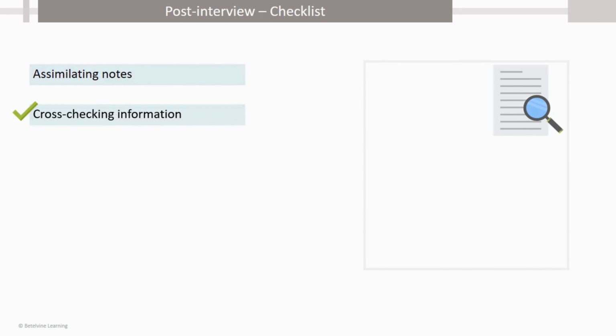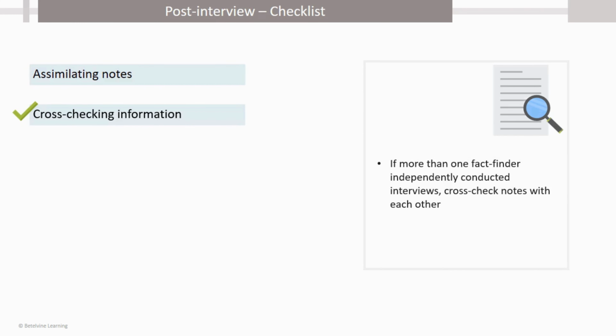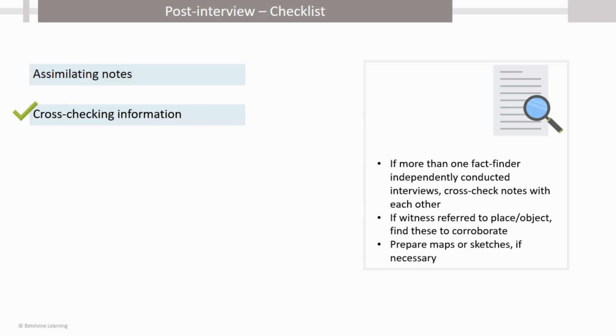Cross checking information. If more than one fact finder was involved and each of them conducted interviews independently, do a preliminary cross checking amongst each other. If a witness had referred to a place or object during the interview, look for that place or object for the purpose of corroboration. Also, prepare maps or sketches if necessary.